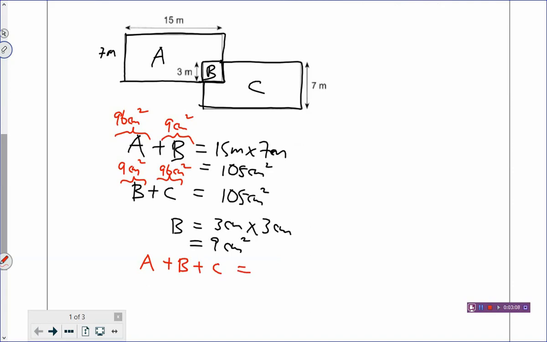So what is A? A is 96 cm square. And then B is 9 cm square. And then C is also 96 cm square. So you can find the area of the whole figure. If you add them all together, you will get 201 cm square, which is the area of the whole figure. So that's called naming the parts to find the area. Alright, so when do we apply this method?